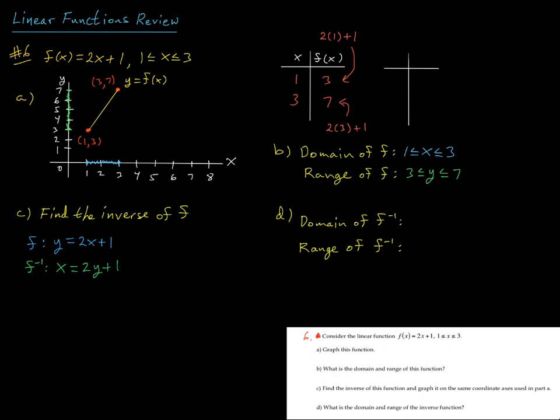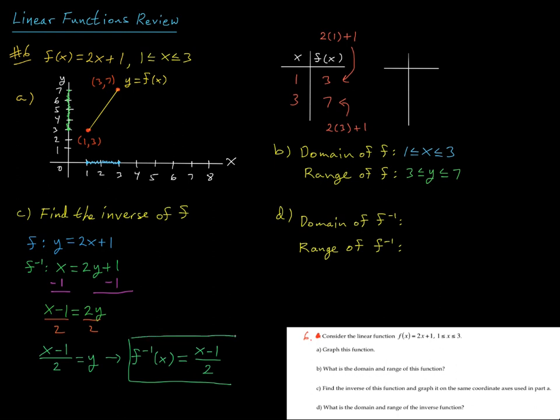And then I'm going to go ahead and solve for y. So subtract 1 from both sides. And that'll give us x minus 1 on the left and 2y on the right. And then go ahead and finish by dividing both sides by 2. And so we get that x minus 1 divided by 2 is equal to y. So I'll write this final answer in function notation. This would be f inverse of x is equal to x minus 1 divided by 2.